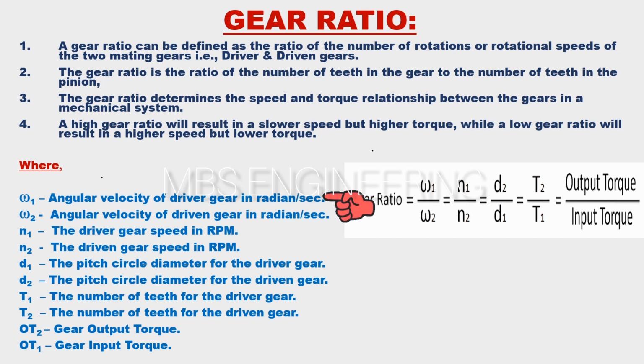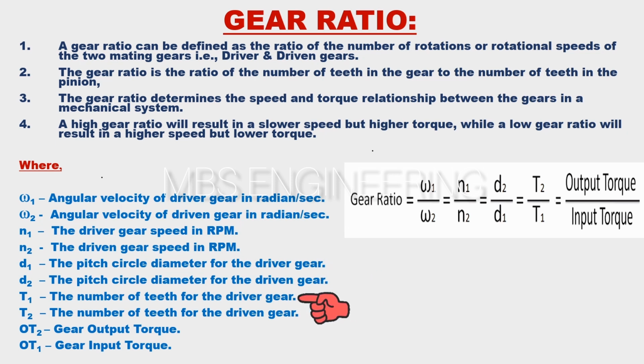Where omega 1 is the angular velocity of the driver gear in radian per second. Omega 2 is the angular velocity of the driven gear in radian per second. N1 is the driver gear speed in rpm. N2 is the driven gear speed in rpm. D1 is the pitch circle diameter for the driver gear. D2 is the pitch circle diameter for the driven gear.